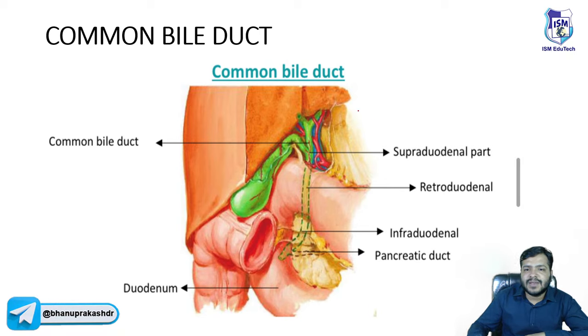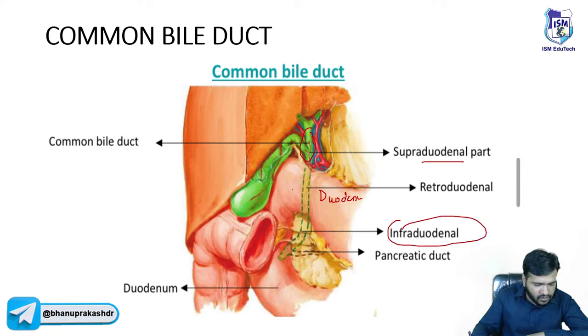So you can very well see, beta, agar ye Grays Anatomy ke atlas ka diagram dekho, to ek ye duodenum ho gaya. Theek hai, ye duodenum hai. So duodenum ke upar dikh raha hai, this is the supraduodenal part. Duodenum ke piche hai, retroduodenal ho gaya, aur duodenum ke niche hai, so we have the infraduodenal part.